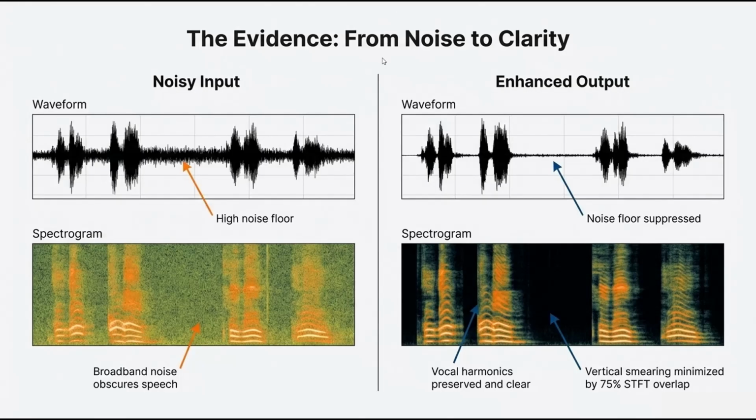Here we show qualitative evidence, waveform and spectrogram comparisons. In the noisy input, the noise floor is high and speech harmonics are partially obscured. In the enhanced output, the noise floor is noticeably suppressed while harmonic structures are clearer and temporal smearing is reduced. This is important because good denoising isn't just removing energy, it's preserving the speech patterns that the ear uses for intelligibility.